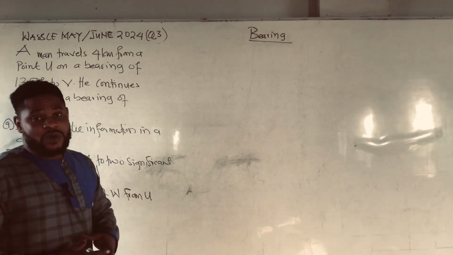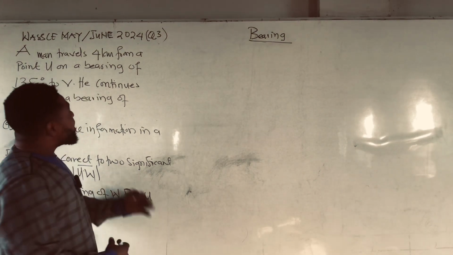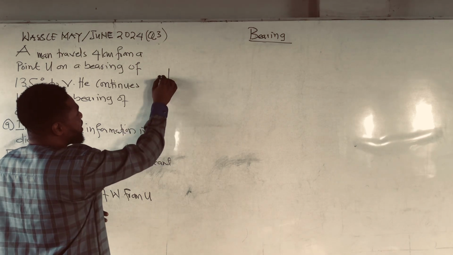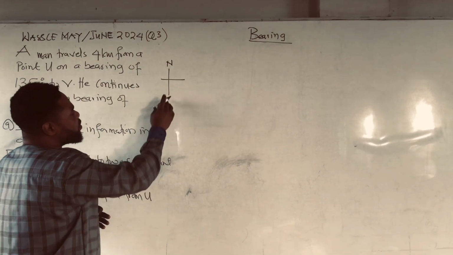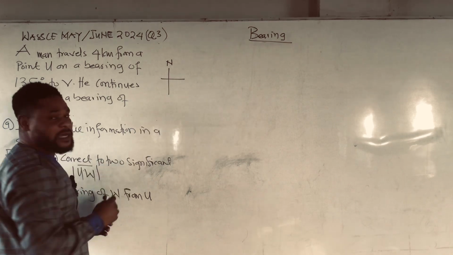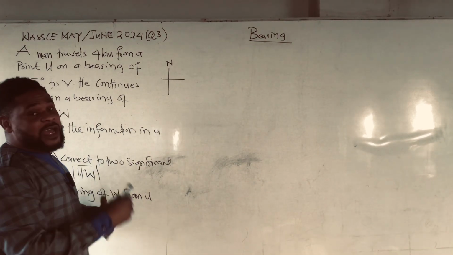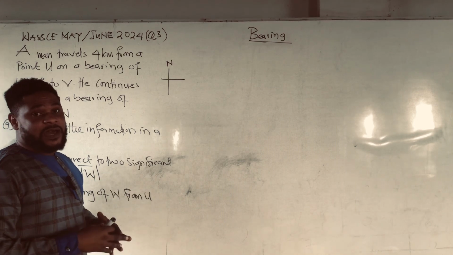Now this is what we call three-figure bearing. With three-figure bearing, before we can take any bearing, we need to get our cardinal points. So these are our cardinal points that we have here: North, South, East, and West, as we can see. Three-figure bearings are taken in a clockwise direction from the geographical north.